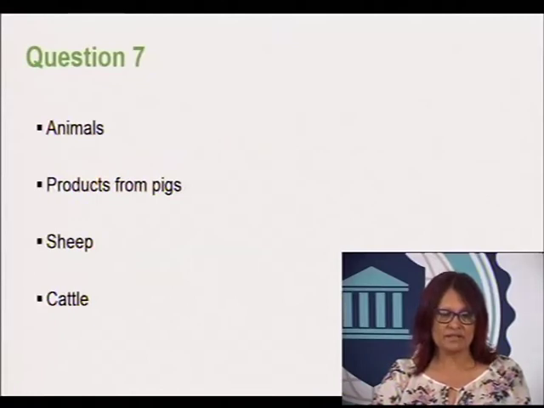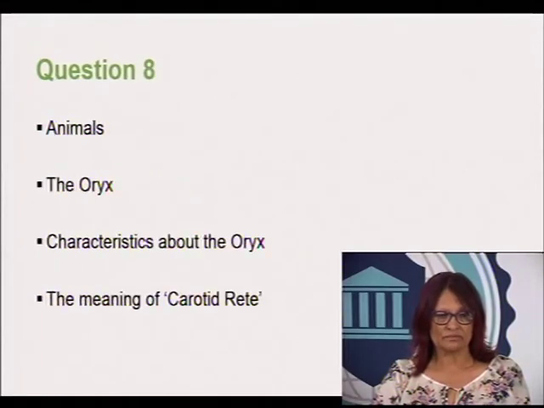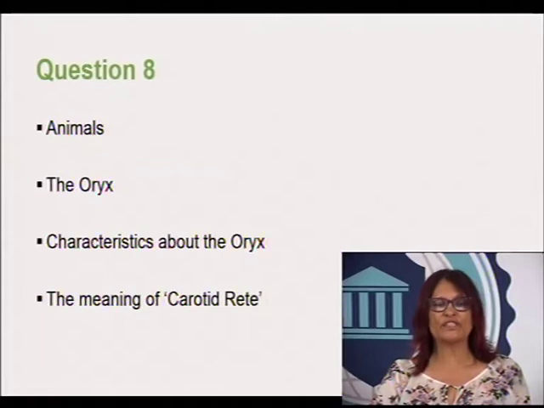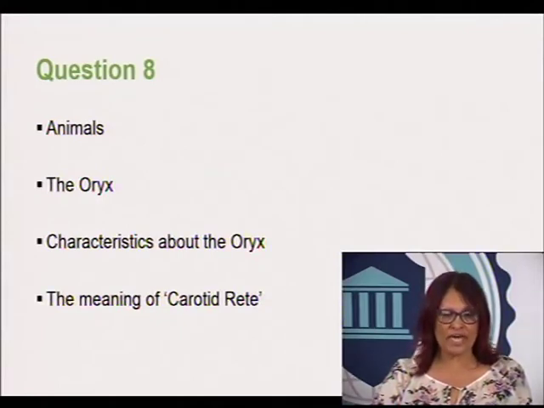Question 7. Animals. What are the products from pigs, sheep, and cattle? Question 8. Again about animals. What can you tell me about the oryx, the characteristics of the oryx, and what is the meaning of carotid rete?